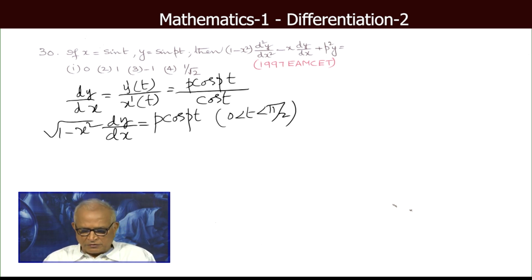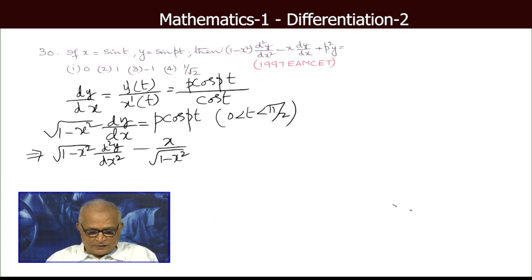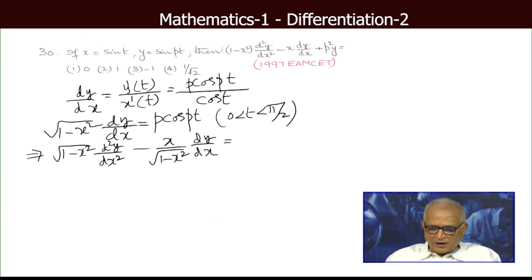Now differentiate both sides with respect to x once again. Square root of 1 minus x square into d2y by dx2, the derivative of root of 1 minus x square, minus x by root of 1 minus x square, into dy dx, is equal to derivative of p cos pt, minus p square sin pt. Why? Derivative of cos pt is minus p sin pt. So p times minus p sin pt is minus p square sin pt into dt dx.